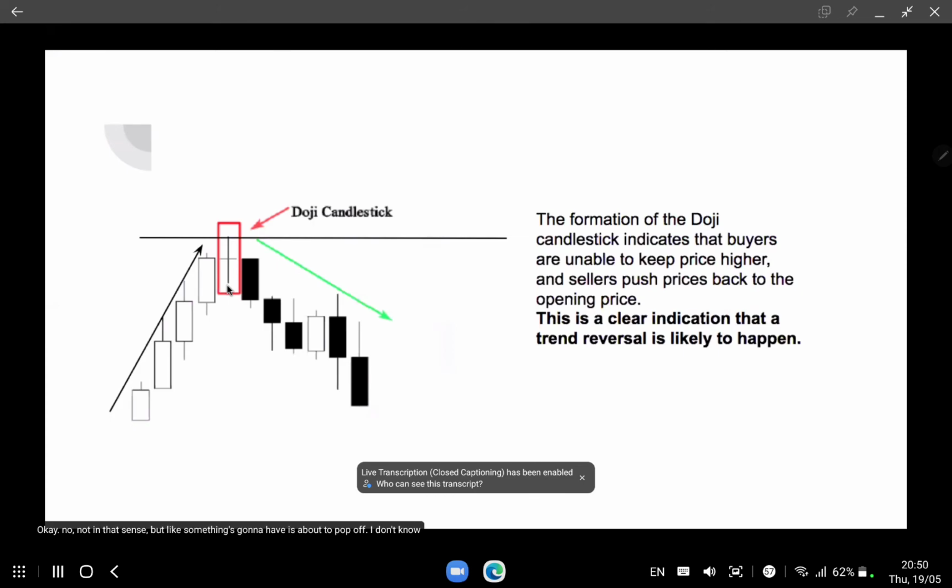Right here in this example, you guys, we had a candle confirming the reversal. Your doji tells you potential reversal. The candle after it in this example confirmed that reversal. This is your confirmation.